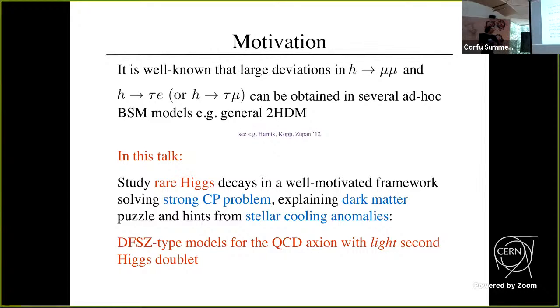discuss studies of rare Higgs decays in a well-motivated framework, which solves the strong CP problem via the Peccei-Quinn mechanism, which leads to the existence of axions, which is a good dark matter candidate. And on top of that, it's probably the best candidate to explain stellar cooling anomalies observed in several stellar environments.